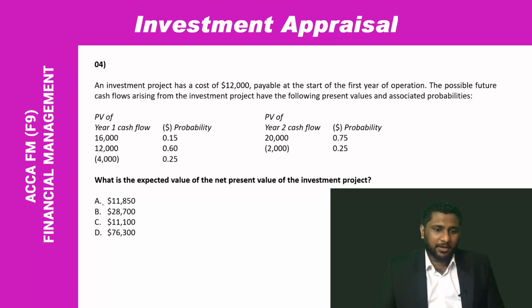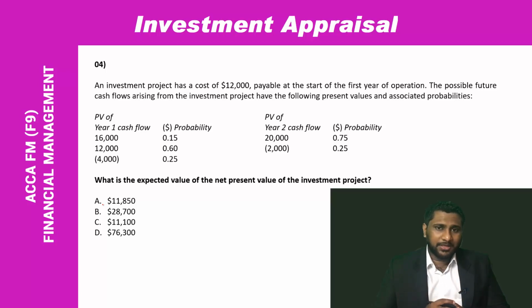An investment project has a cost of 12,000 payable at the start of the first year of operation. The possible future cash flows arising from the investment project have the following present values and associated probabilities. What is the expected value of the net present value of the investment project? Very good question, actually, joint probability question, but I would say highly unlikely you will get this type of question in your exam for the MCQ, because this question will consume lots of time, but for your knowledge purpose, for the time being, we'll do the calculation. So I'll teach you how to do the joint probability calculation.